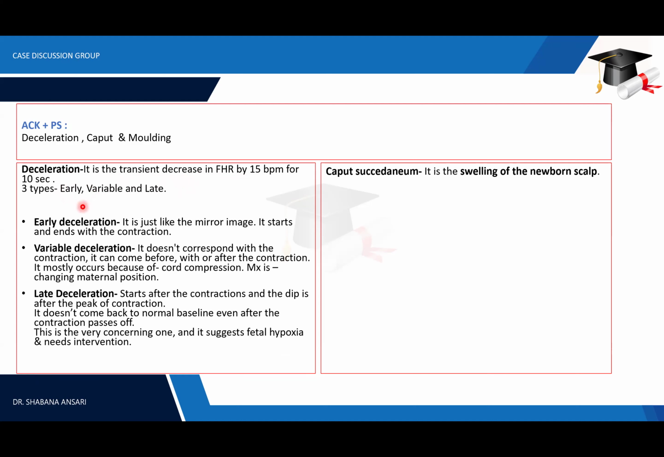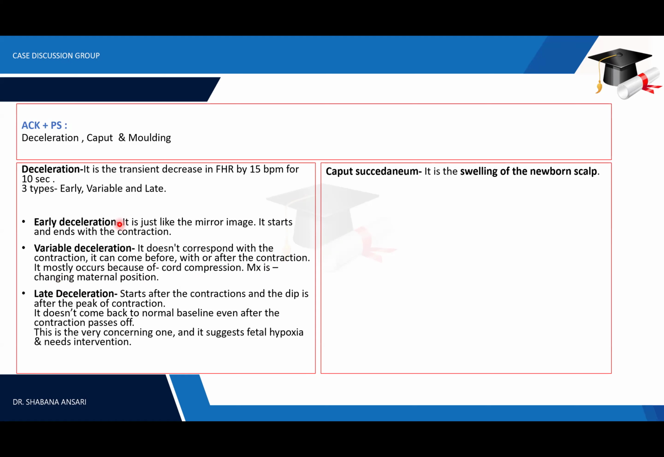types. So you can ask your junior, do you have any idea about the types of deceleration: early, variable, and late? Okay, yes. Early, this one is just like the mirror image. It starts and ends with the contraction. Variable, it doesn't correspond with the contraction. It can come before, with, or after the contraction. And mostly it occurs because of cord compression. Management is changing maternal position.